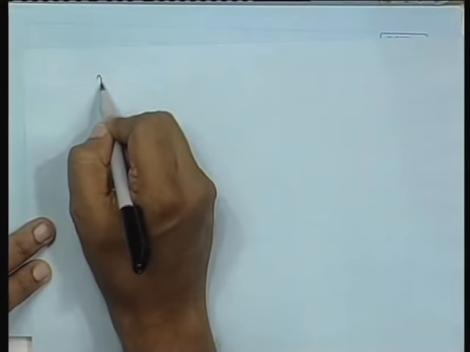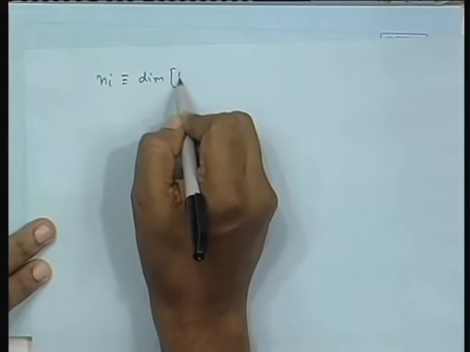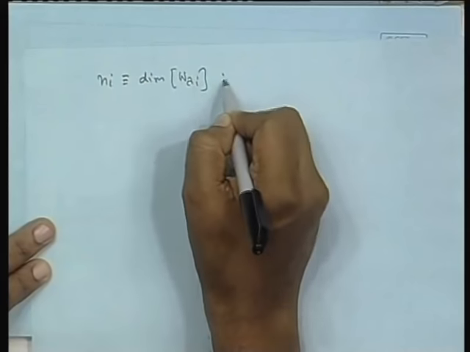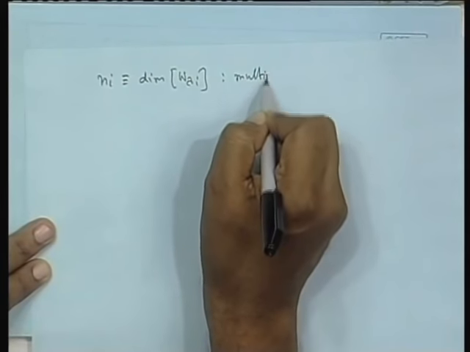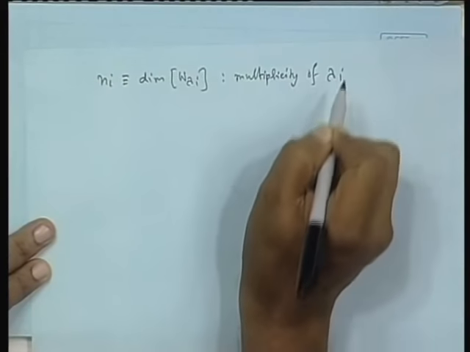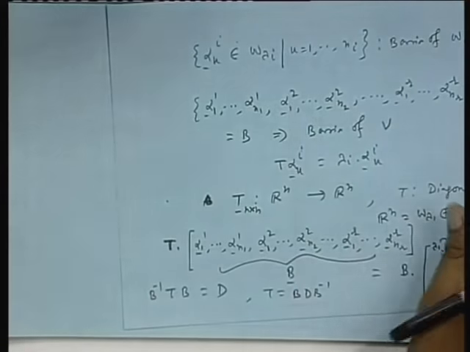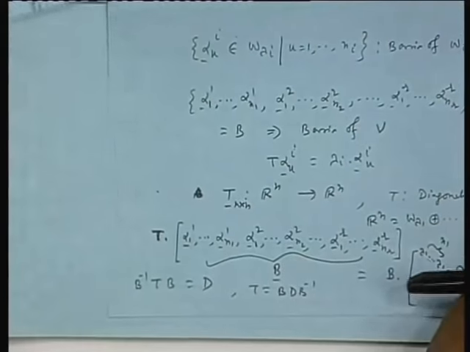That means ni, which is the dimension of W lambda i, also is the multiplicity of lambda i. All these basic results are very important in signal processing. So, though our purpose is to take you finally to SVD and all that, it is important that we do all these.